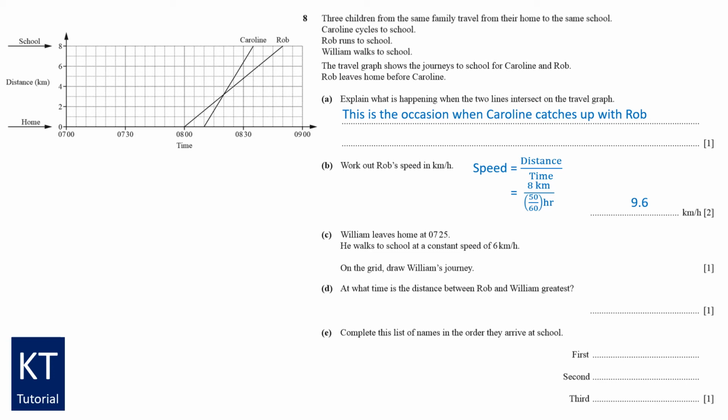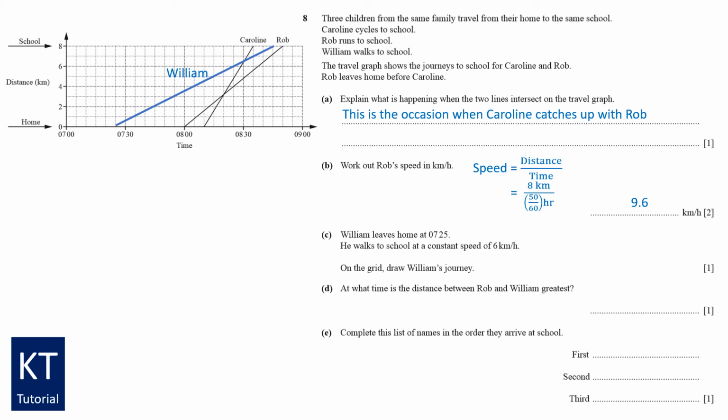Next, William leaves home at 7:25. He walks to school at a constant speed of 6 kilometers per hour. On the grid, draw William's journey. This is the blue line that starts at 7:25 and cuts at 6 kilometers at 8:25.